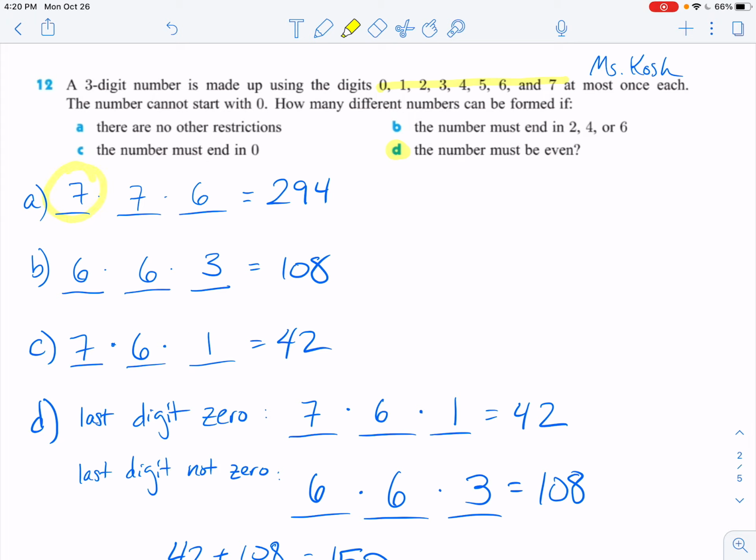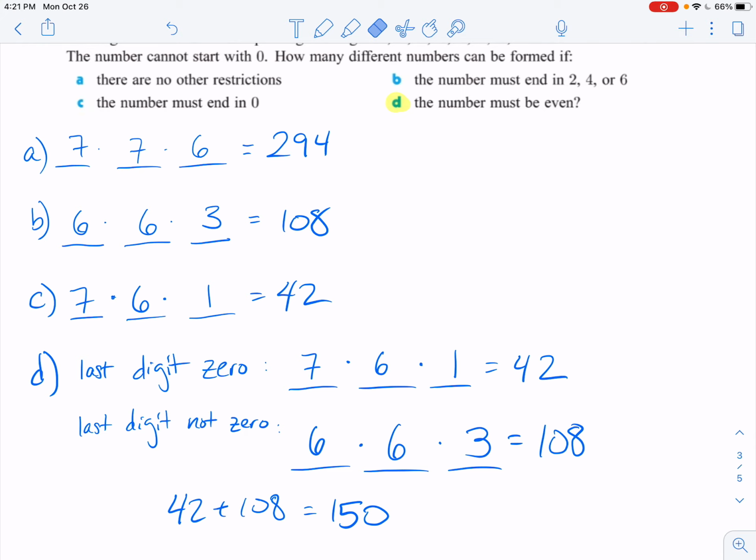Okay, but we still had 8 numbers. We've used one of them. We know it wasn't a 0, but now we have 7 options for the second choice, because of the 8, we picked one already. One was already used, and then there's 7 left for the second digit. And then there's 6 left for the third digit, and that is how we get 294 when you multiply those together. So notice how I use those little dashes to indicate what digit we were talking about.